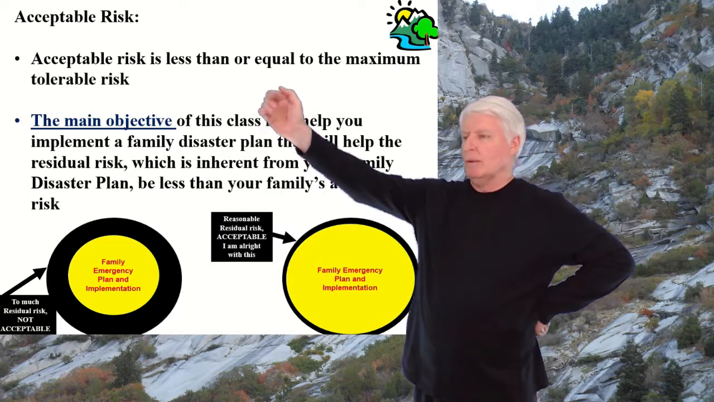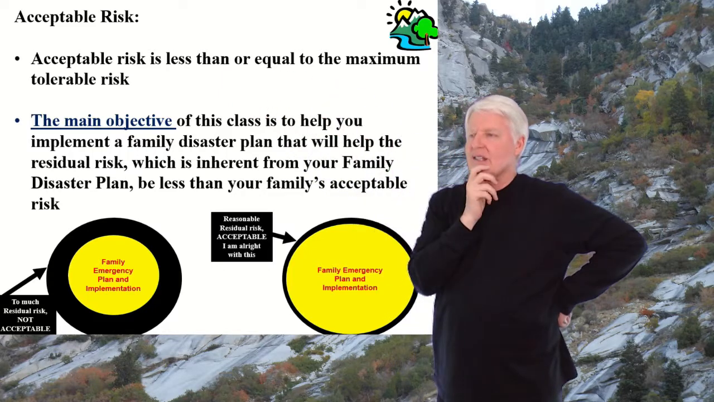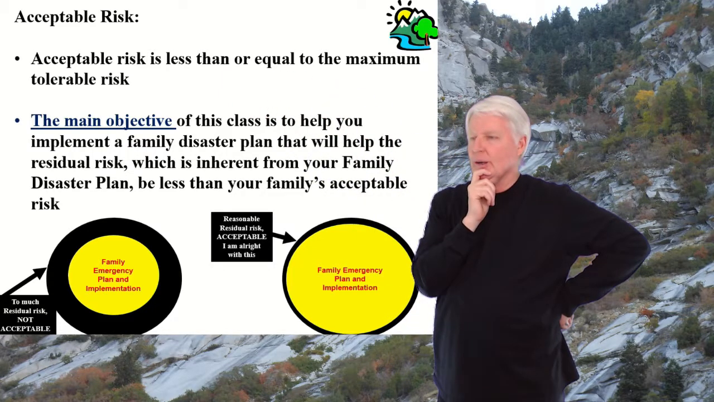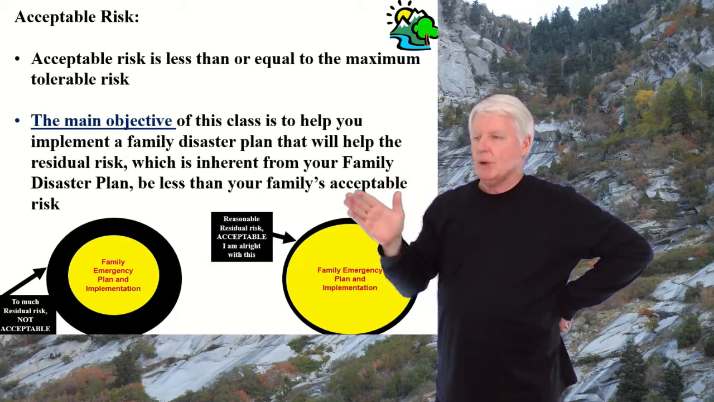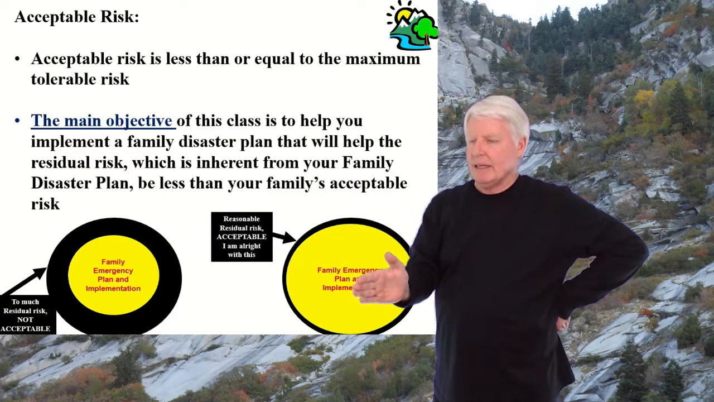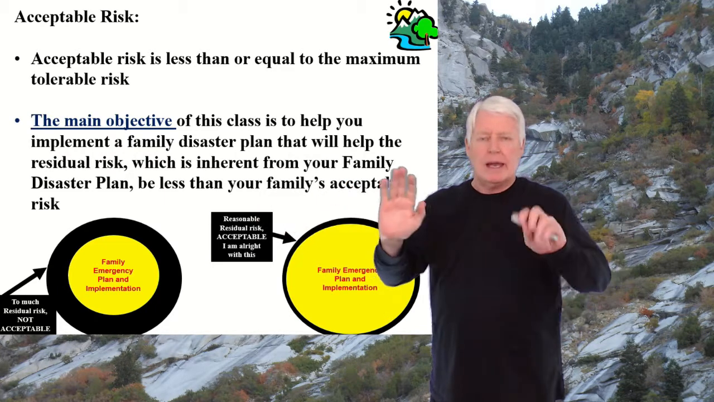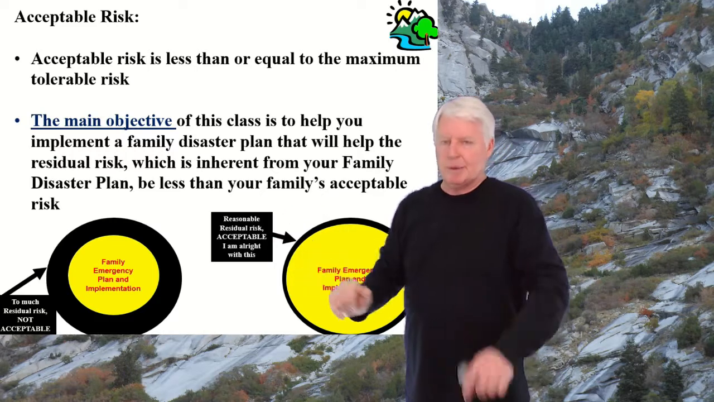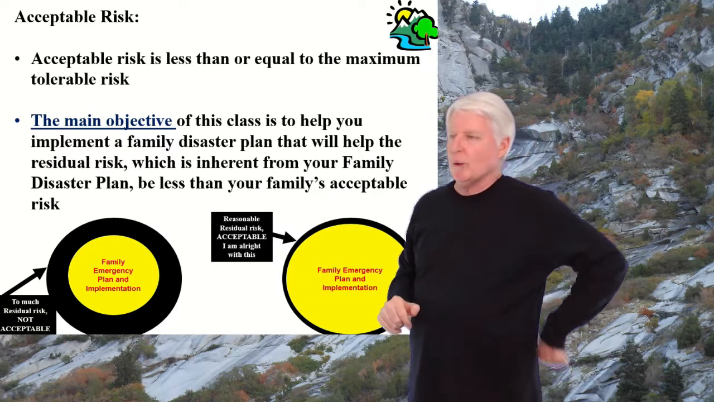Now let's go over it formally. Acceptable risk is less than or equal to the maximum tolerable risk. So if you say, hey, I'm willing to take 5% risk, I'm okay with 5%. Okay, very good. And you put in an implementation plan and it's 4%, you say, hey, that's below my 5, that's acceptable, that's good. That's called acceptable risk.